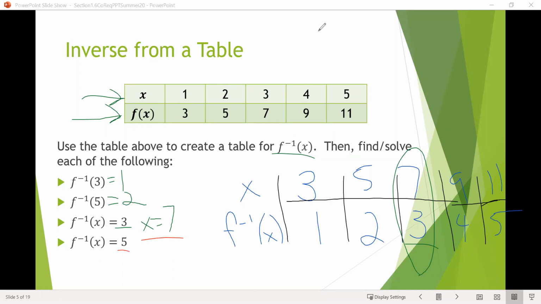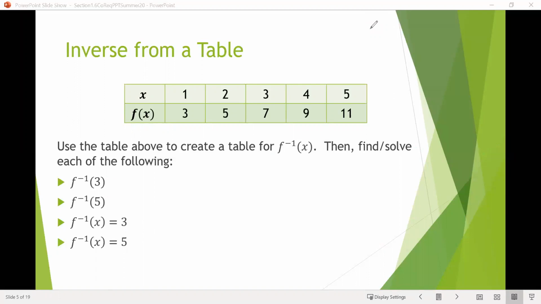Similarly, here we have f inverse of x equals 5. We need to solve that. Well, that's where the output value is equal to 5, which is right here. And so we see that corresponds to an input of x equals 11. Okay, so that is using inverses with tables.